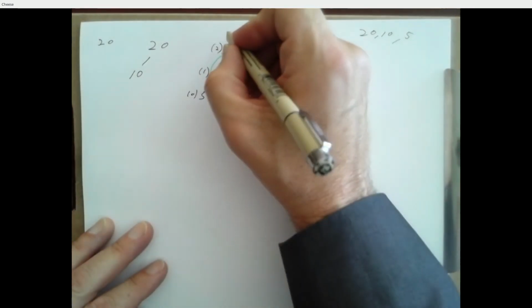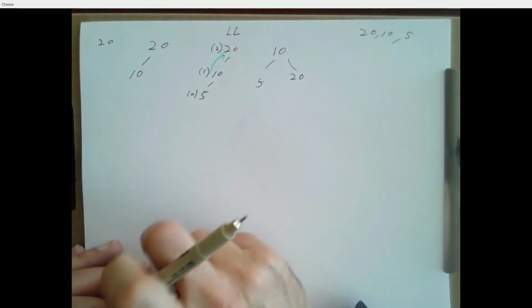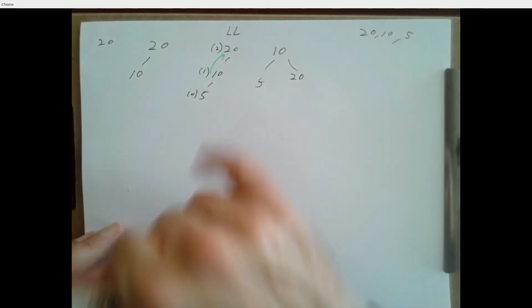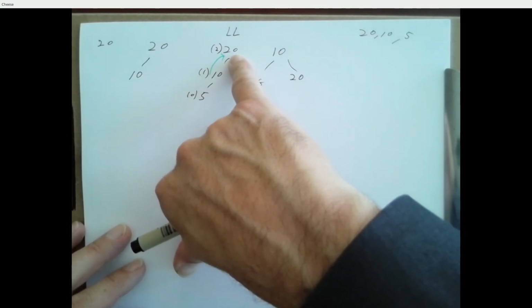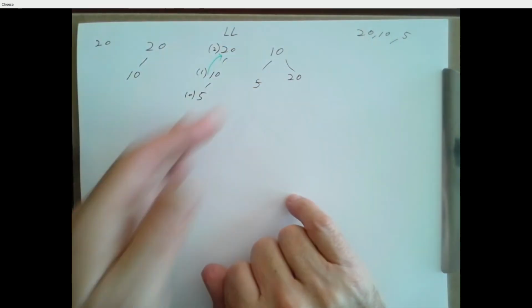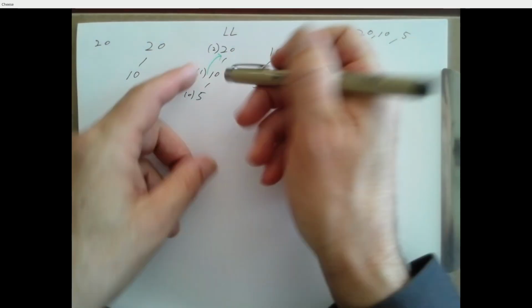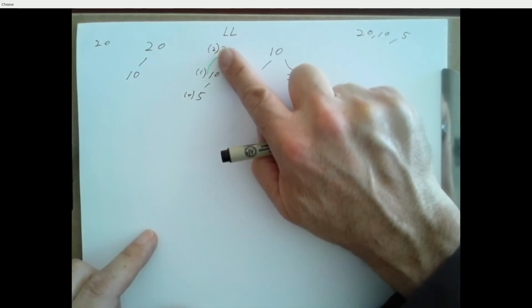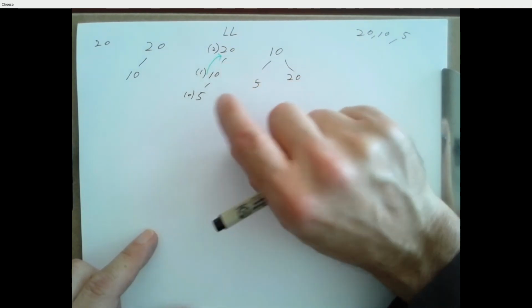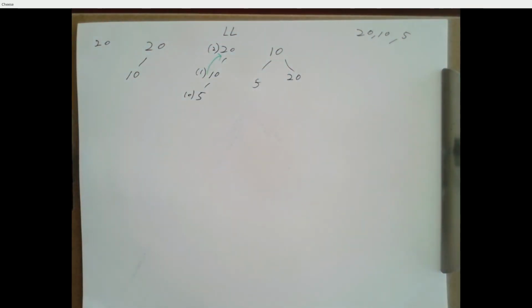This kind of imbalance is called a left-left imbalance. So here's the node where the imbalance occurs, and it's unbalanced because we've got extra stuff on the left. And in that extra stuff on the left, there's also extra stuff on the left. Okay, so it feels like it's really overweighted on the left side. Let me show you a different kind.